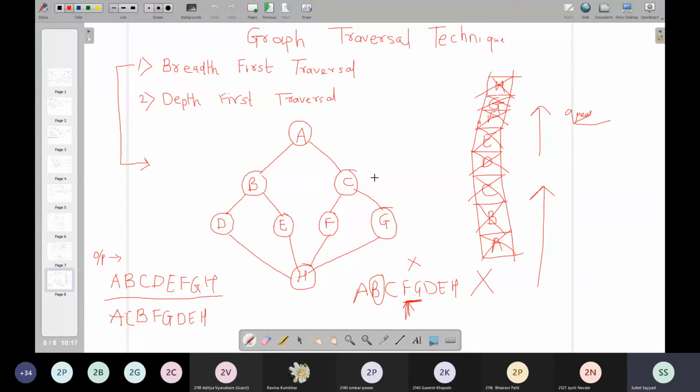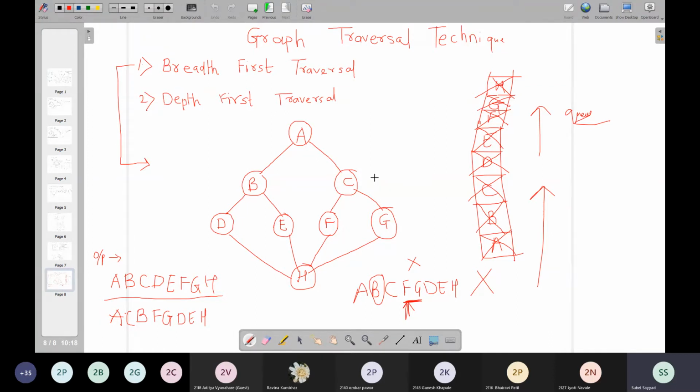in which we had taken A as the starting vertex. For considering A as the starting vertex, we further go for exploring of A. For exploring A, we need to visit all the adjacent vertices of A. Now, the adjacent vertices of A are B and C. So we can either visit B and C, or we can visit in the form of C and B, right?